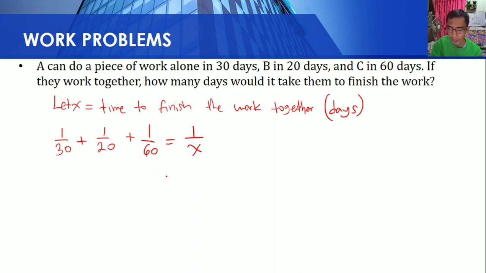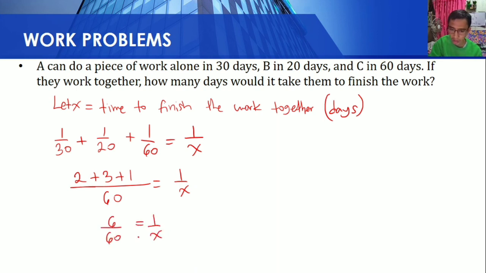Kapag nagsasolve tayo ng work problems, lagi nating hinahanap kung ano yung common denominator nila. Their common denominator will be 60. 60 divided by 30, that will be 2 times 1, that is 2, plus 60 divided by 20, that is 3 times 1, so that is 3, plus 1 over 60 is equal to 1 over x. So 2 plus 3 plus 1, that is 6 over 60 is equal to 1 over x. Solving for x, 6x is equal to 60. Divide both sides by 6, so x is equal to 60 divided by 6 is 10.